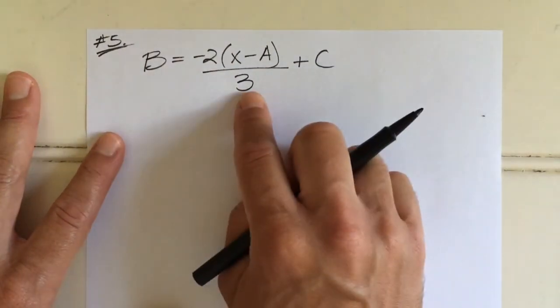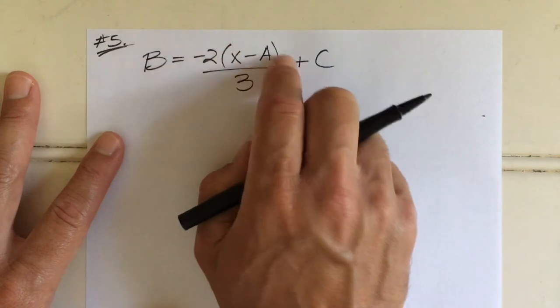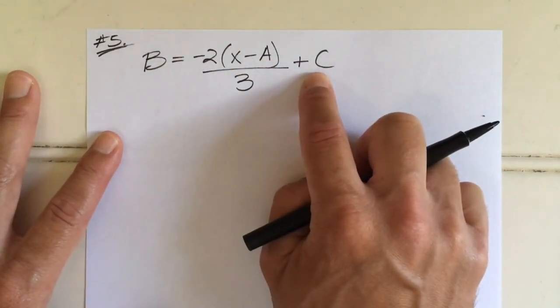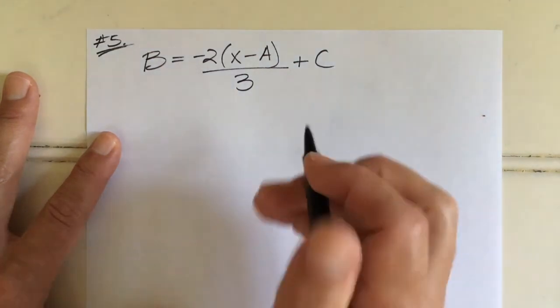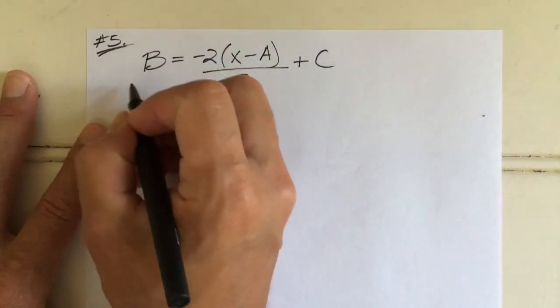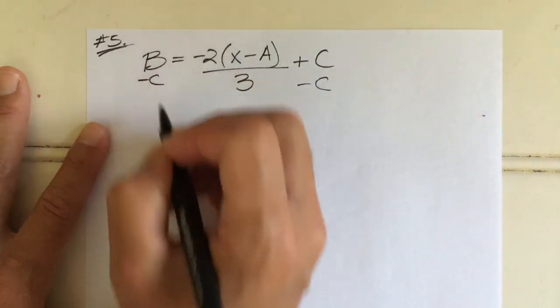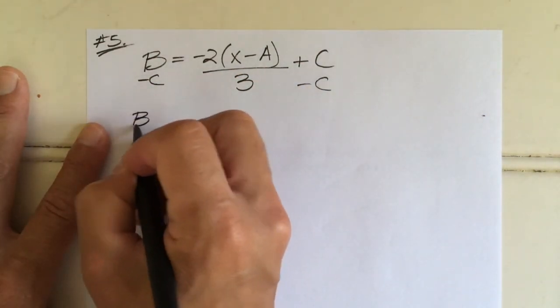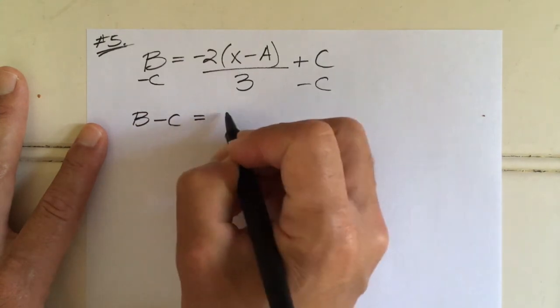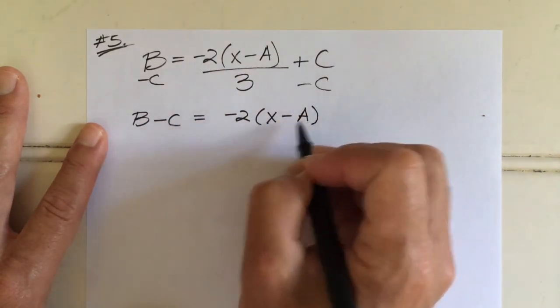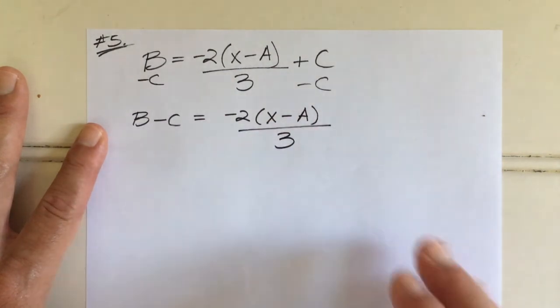All right, so to start with here, I can go ahead and pick what to do. We can multiply by 3, or we can distribute this 2, or we can even get rid of the c, right, and kick it over to the other side. I kind of don't like it hanging out there, so I think that's probably the first thing we should do. So we'll go ahead and subtract c from both sides, right? So we're going to end up with b minus c is equal to negative 2 times x minus a over 3.